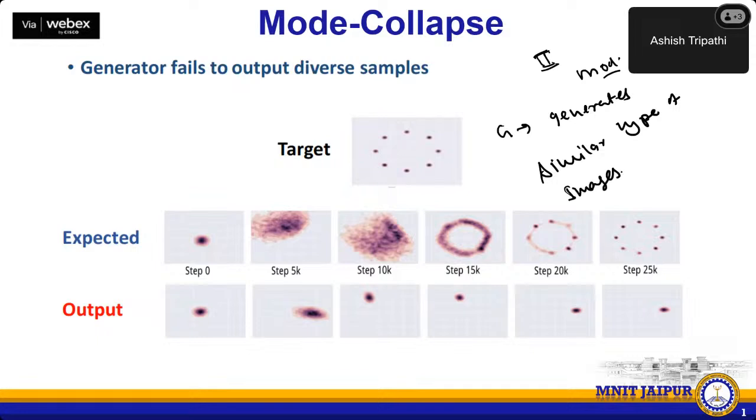That means in some of the cases, what happens? Generator G is not able to generate diverse data samples. The expectation is that it should generate diverse data samples, whereas what happens? It is stuck in some type of output samples and it is producing some particular type of images.